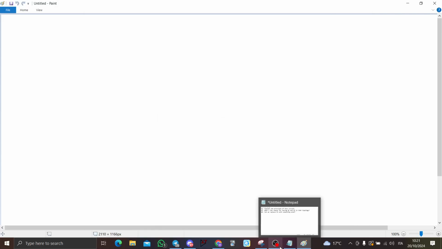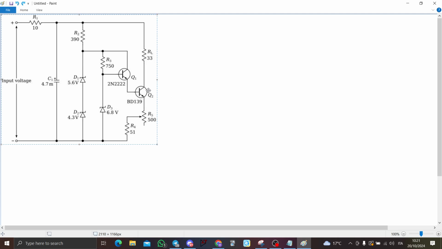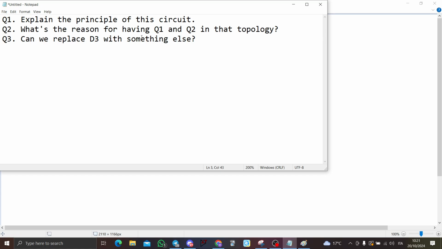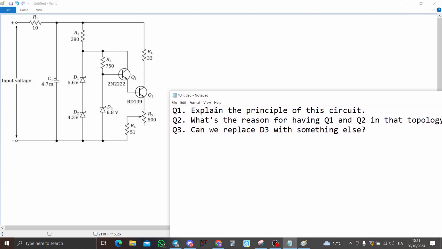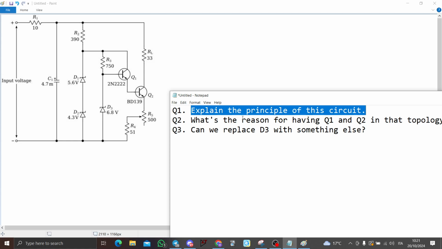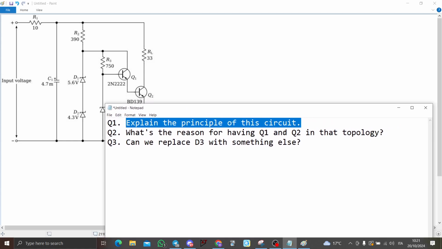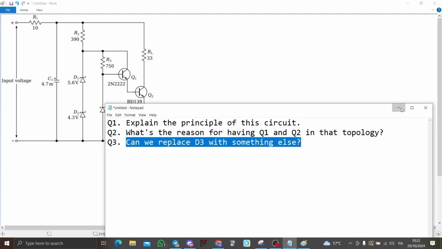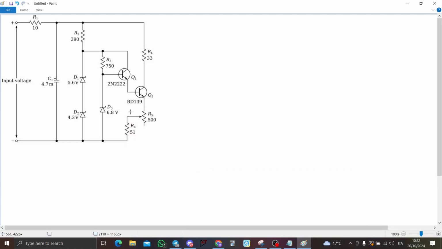Hi guys, today I want to present you a circuit which I found on LinkedIn, and it was probably an interview question. The questions were: explain the principle of the circuit and what's the reason for having Q1 and Q2 in that topology, and can we replace D3 with something else? I will do also other videos about this if you like them.